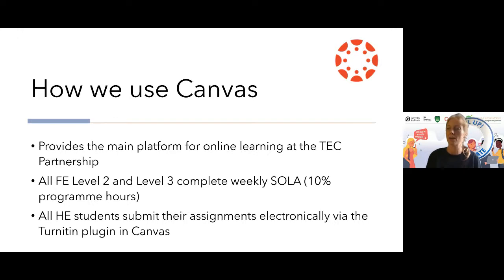So how we use Canvas at the Tech Partnership: the Grimsby Institute is actually part of a wider group of colleges, called the Tech Partnership, and it's our main learning platform for all of our learners. All of our FE level 2 and level 3 learners actually complete weekly online learning, and we call that SOLAR, Scheduled Online Learning and Assessment, and that accounts for 10% of the programme hours over the year. So it's really quite an important platform that is reliable and it's up all the time, because these learners need to be able to access that every week.